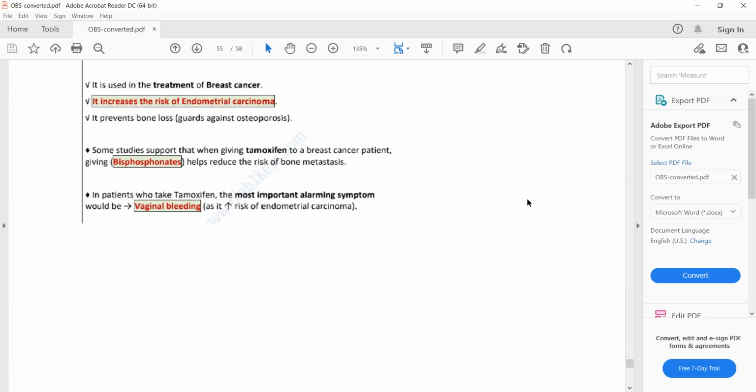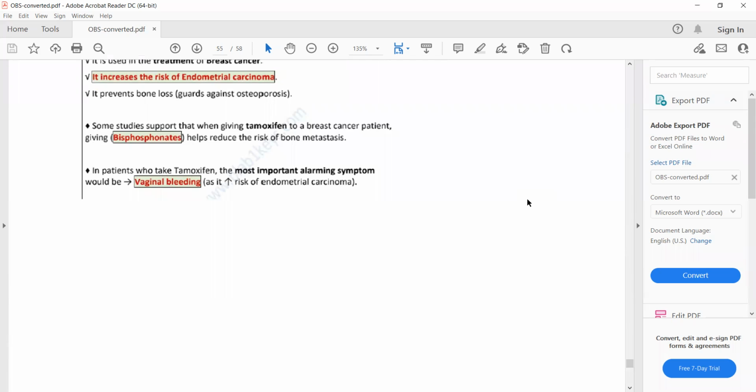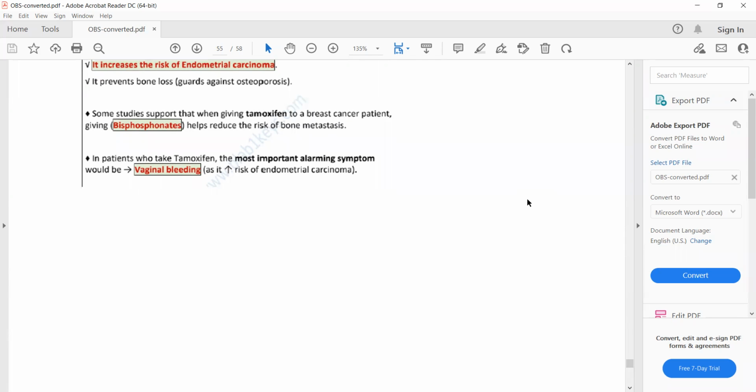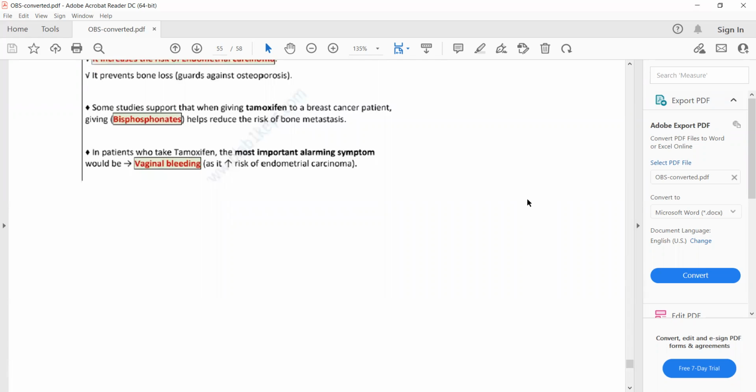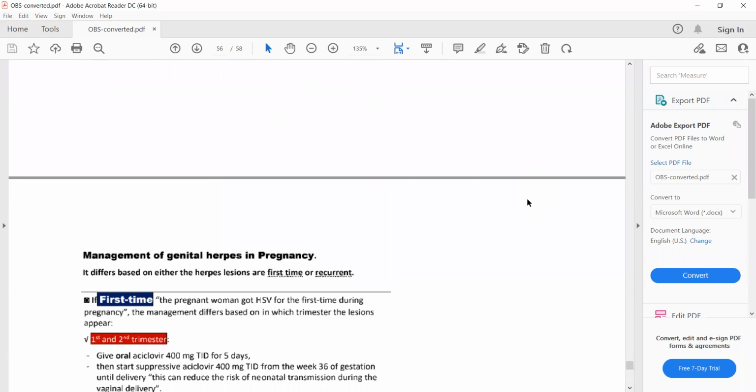in a patient who is taking tamoxifen, the most important alarming symptom should be vaginal bleeding. So a patient who is on tamoxifen and develops abnormal vaginal bleeding, then you will suspect endometrial carcinoma. So remember this point.